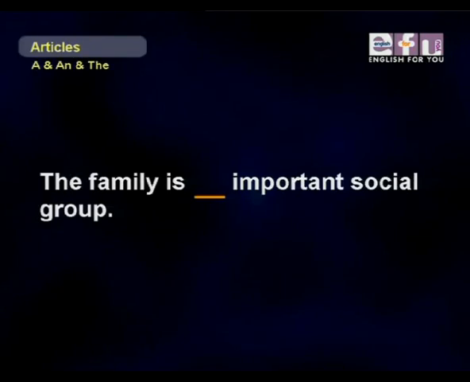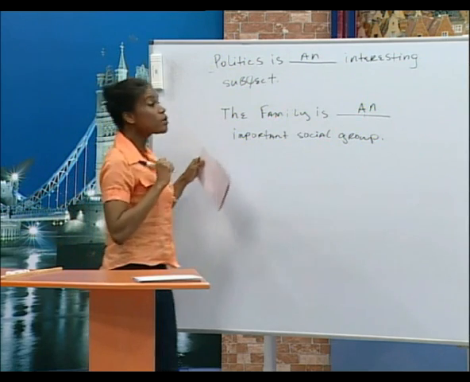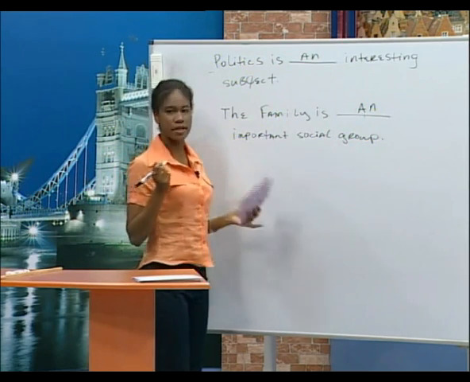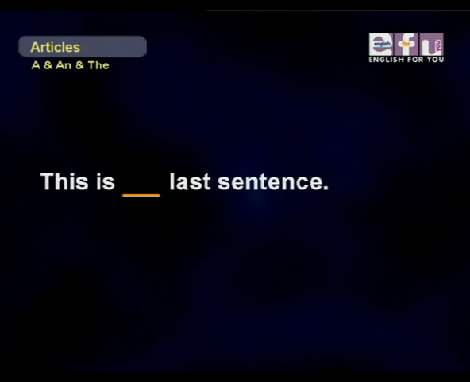All right, Alberto, one for you. The family is an important social group. Correct. The family is an important social group. Again, not the only important one, but one important social group. So we use an.